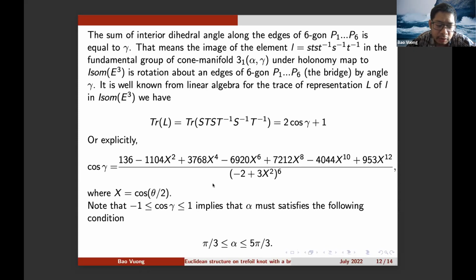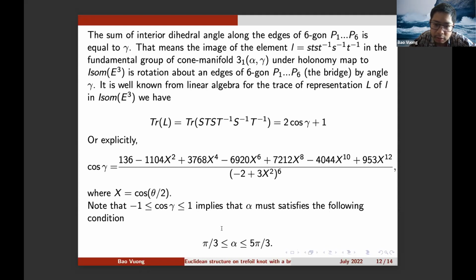And we know that the cosine of gamma is contained in the interval from -1 to 1. So that implies that alpha must satisfy the following condition: alpha greater than pi over 3 and less than 5 pi over 3. And this is the idea of the proof of Theorem 1.